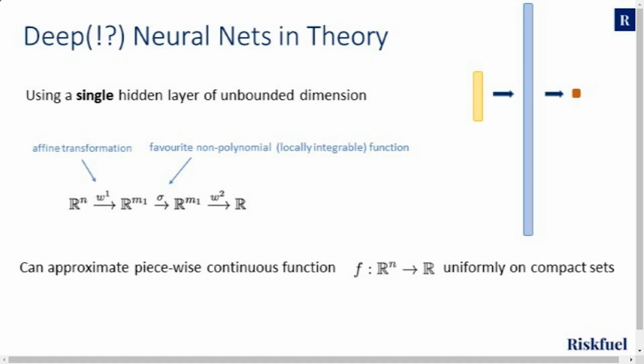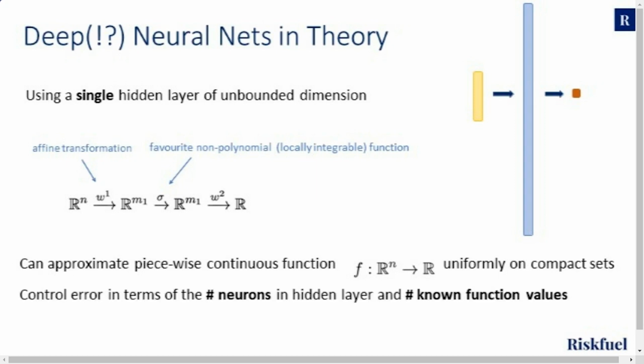The catch is you pay a bit of a cost in backprop when you're trying to train your neural network. But basically, any function is fair game, including those autocallables and all their infamous discontinuities and their payoffs. And the nice thing, too, is even when you're taking a single hidden layer, such as this one, you have control of the error in terms of the number of neurons. That's giving you the flexibility of the model, and the number of known function values. So as your training set goes up in size and the placement of those points improves, you can basically make your error go to zero.